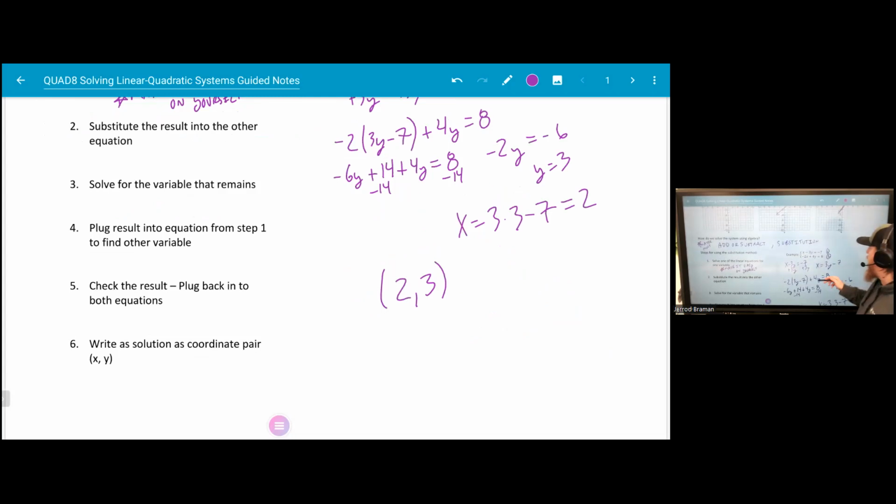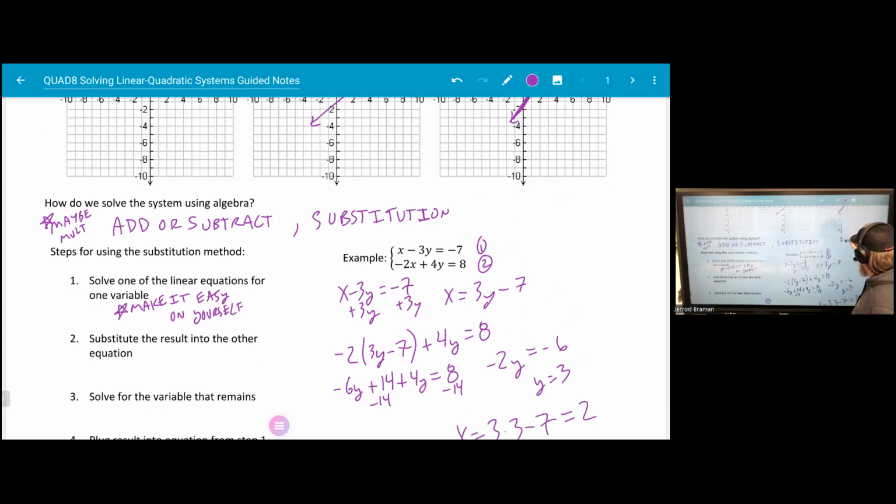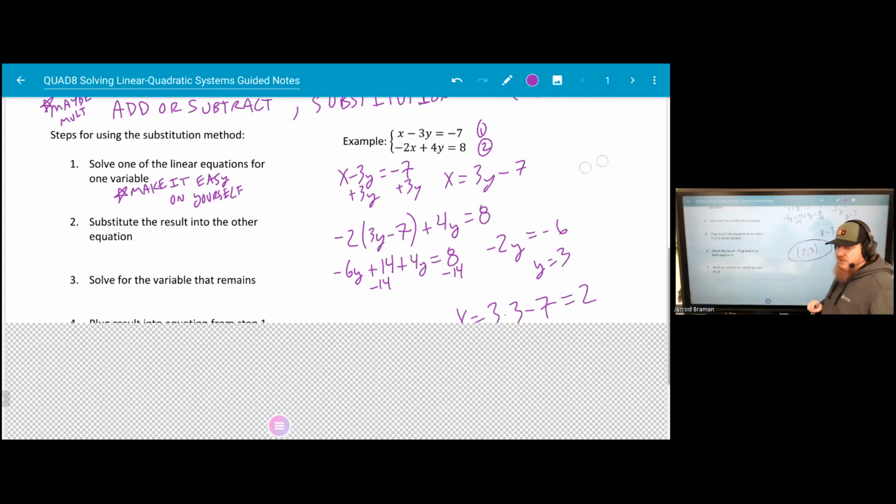If I go back up here and plug this in, again, we said it's (2, 3) for this example. 2 minus 9 is negative 7, because that's 3 times 3. Or negative 4 plus 12 is 8. We're good to go. We checked our solutions. We see everything in there. We are good to go for this one. This is correct. We checked our solution.